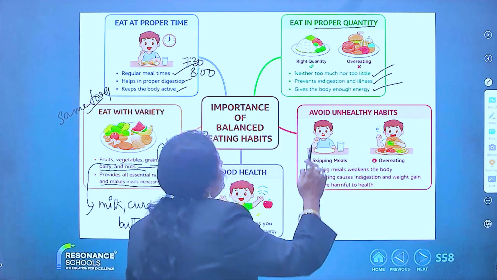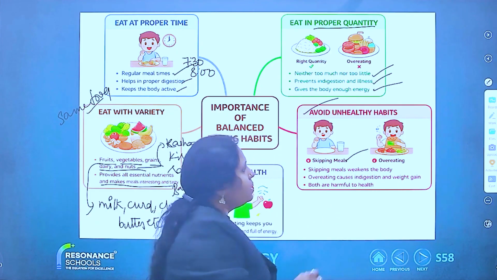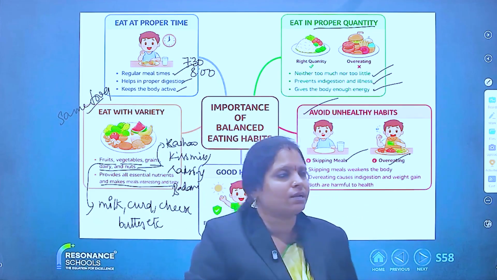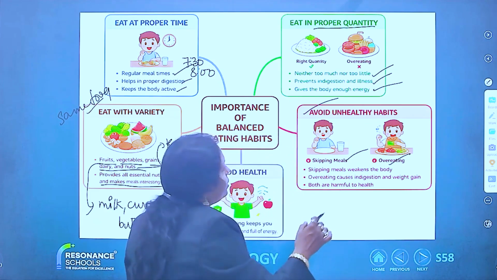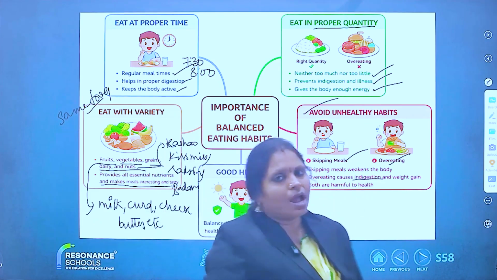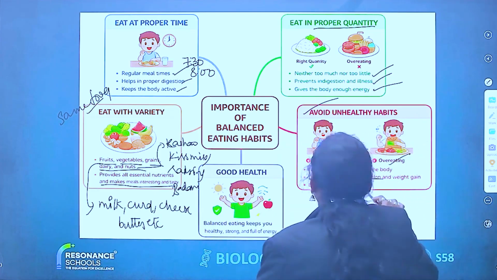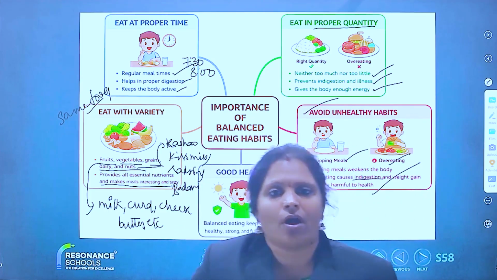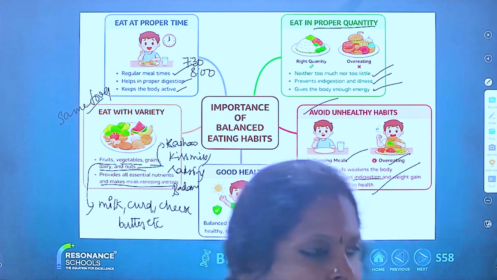Chalo, next. Avoid unhealthy habits. Skipping meals is an unhealthy habit. Overeating, I told you, in front of the screen, you people sit and eat continuously without knowing how much you are eating. Overeating causes indigestion and weight gain also, and both are harmful to health. If you don't eat, you won't get the energy. If you are eating more, that leads to indigestion and weight gain also.